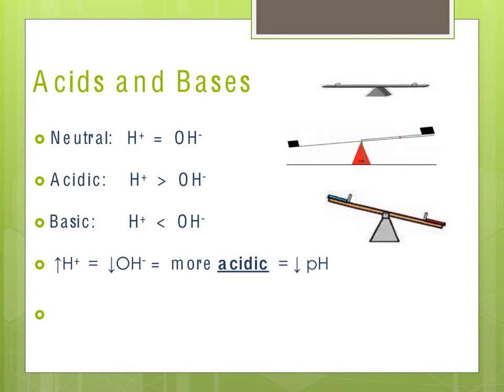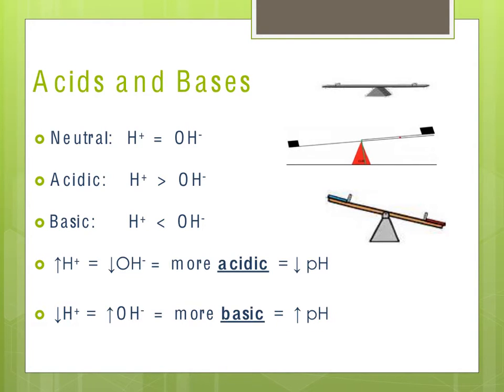So if you wanted to adjust your solution, if I increase the amount of hydrogen ions, you're going to have fewer hydroxide ions, and it's going to become more acidic, and your pH is going to go down. More acidic means your pH is lowering. And if I decrease the amount of hydrogen ions, it's going to increase the amount of hydroxide ions, and it's going to become more basic. And so your pH is going to increase. Again, a decreasing pH is more acidic, and an increasing pH is more basic.